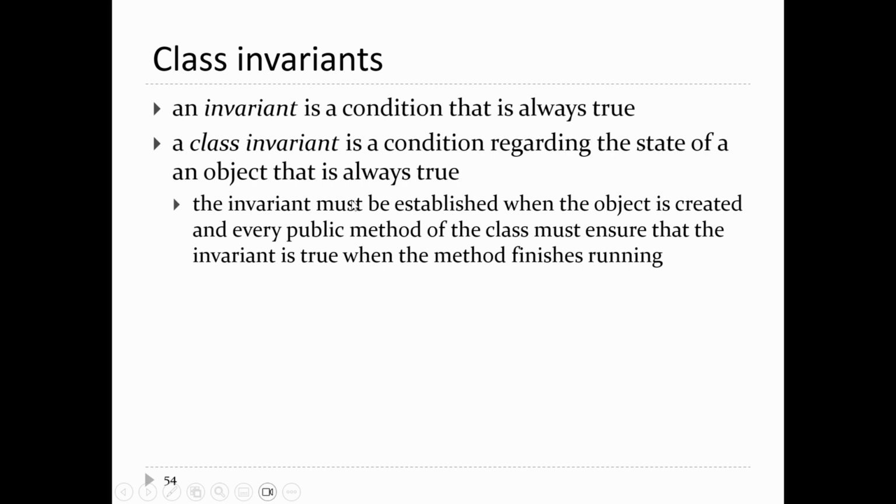Establishing the invariant has to be done when the object is created. So the constructor, when it initializes the state of the object, has to ensure that the state of the object is such that the class invariants are true. Every public method that runs must also do the same thing. When the public method finishes running, the class invariants must also be true for that particular object. Now, while the method is running, it's not necessarily the case that the invariants are true. Only when the method is done running are the invariants established.